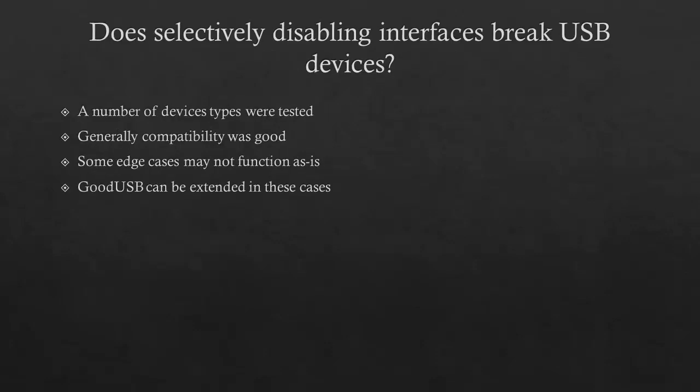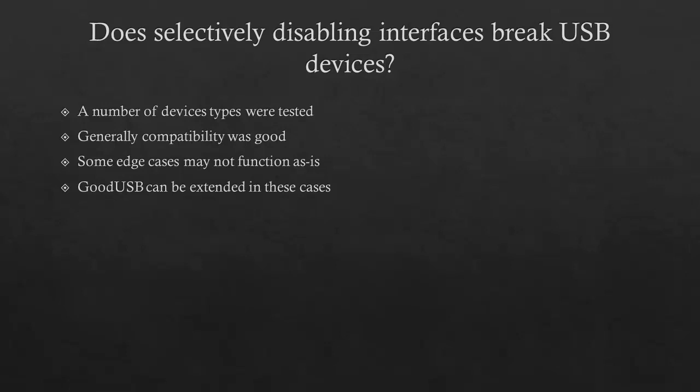Does selectively disabling interfaces break USB devices? A number of devices were tested, including USB keyboards, mice, flash drives, headsets, wireless adapters, webcams, smartphones, and chargers. While the authors' study was not conclusive or scientific, they report that compatibility of the devices tested was good.